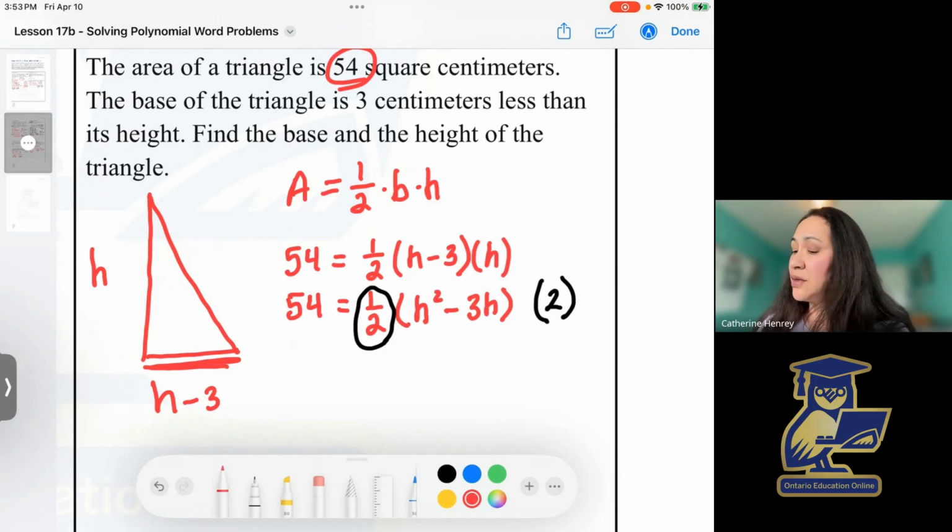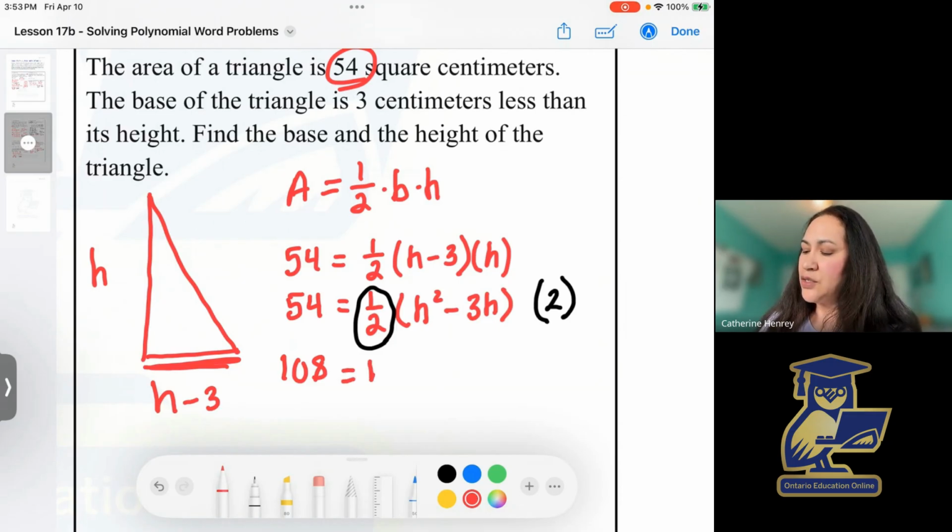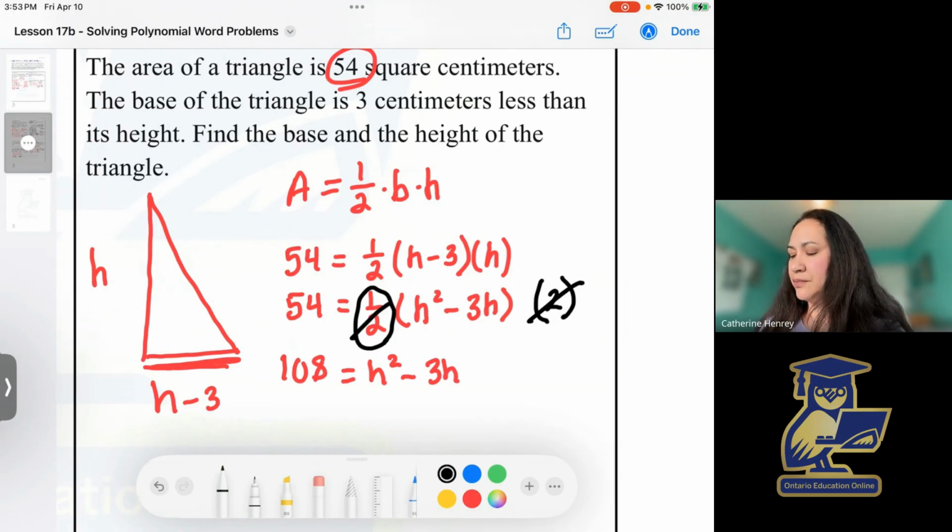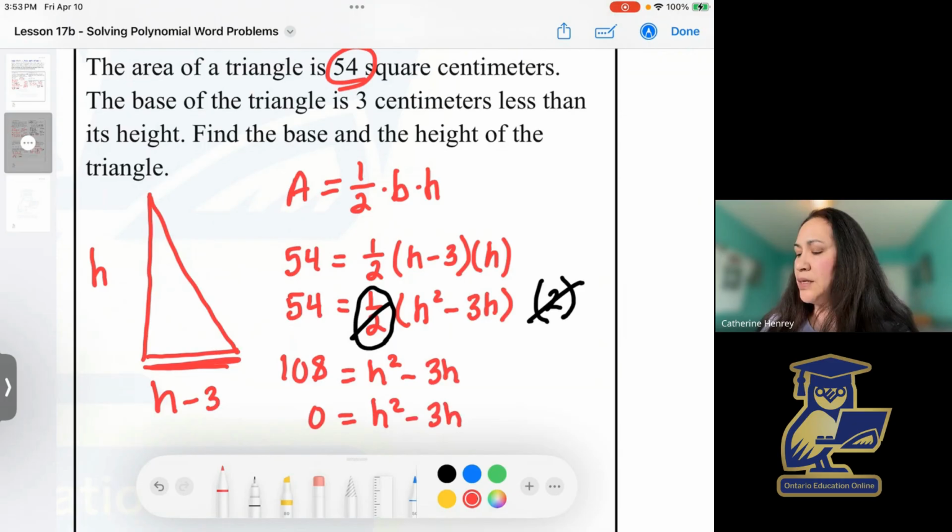This is going to result, though, in 108 on the left. And then we'll have h squared minus 3h because this will cancel out that half. Let's rearrange our quadratic and set it equal to 0. So 0 equals h squared minus 3h minus 108.